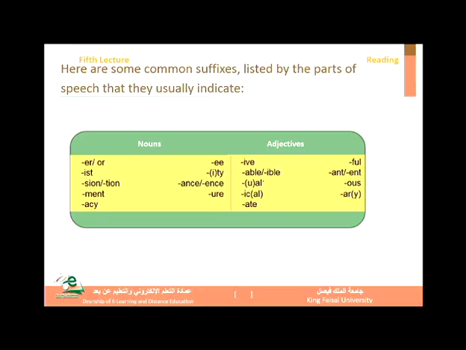Al, for example, when we say identical. Okay? Also with full, we have the word beautiful. With ous, we have the word dangerous. Okay? And so on and so forth. And for the rest of these suffixes, we will see now some examples related to them, which show us clearly that whenever these suffixes enter a word, that word is changed into an adjective or a noun.